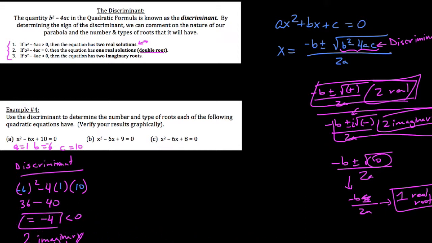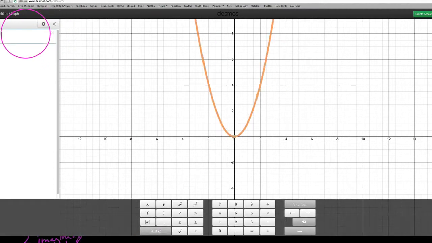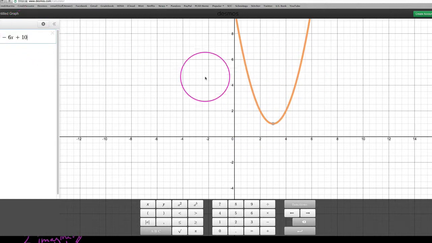If we go graph this, this was x squared minus 6x plus 10. Let's get this out of here. What does this look like? x squared minus 6x plus 10. You'll notice that we get this parabola right here that never hits the x-axis.